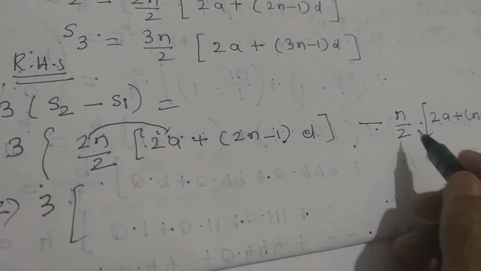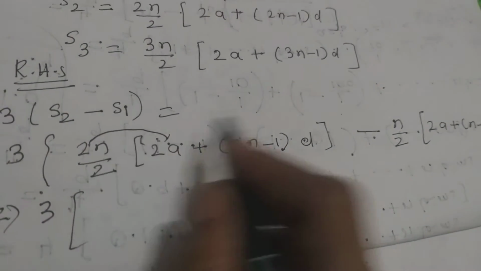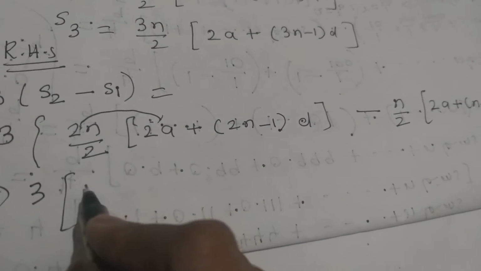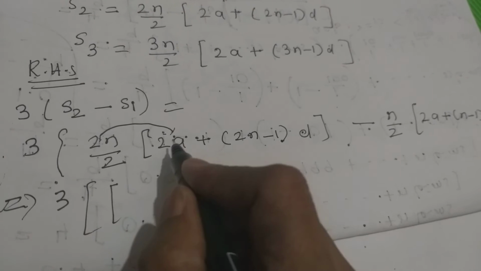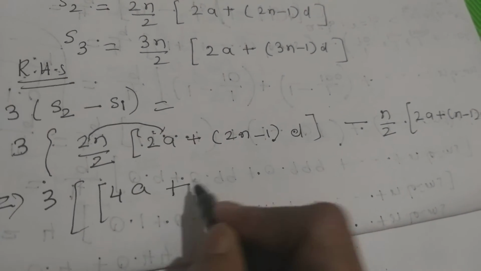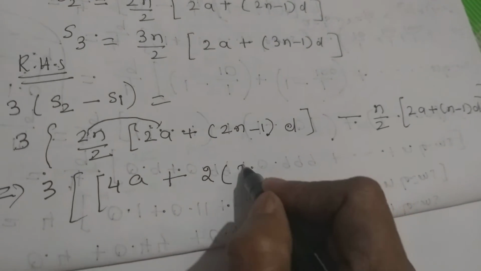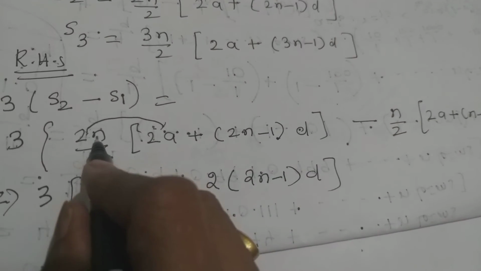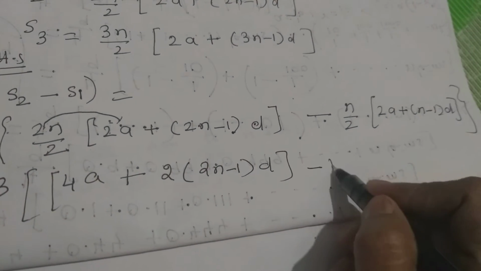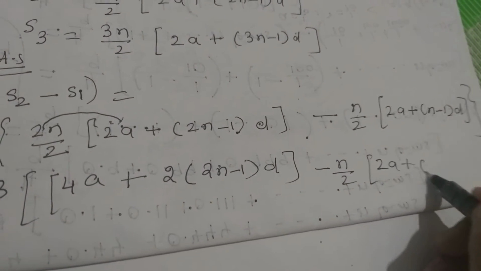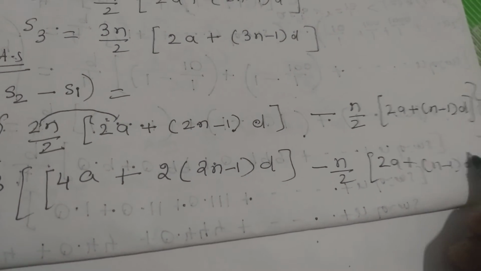3 into, don't cancel it, take this 2 inside. N by 2 keep it outside because here also only n by 2, so we can take it common outside later. So only this 2 you take inside and multiply. So what you are getting if you multiply by 2? 4a plus 2 into 2n minus 1 into d. Only for this bracket this 2. Here whatever is there, just write it as it is, n by 2, 2a plus n minus 1 into d.